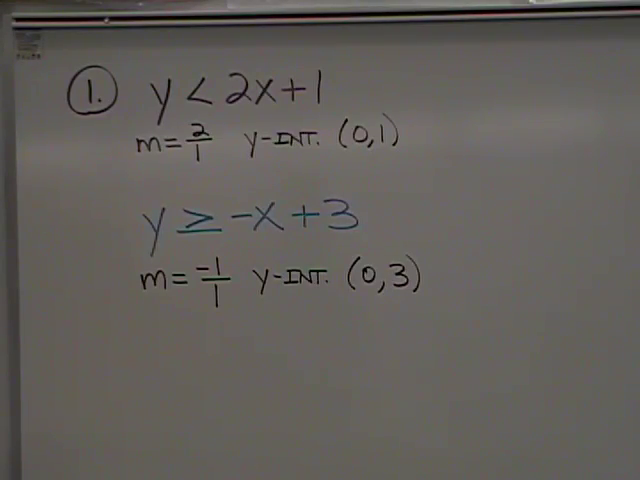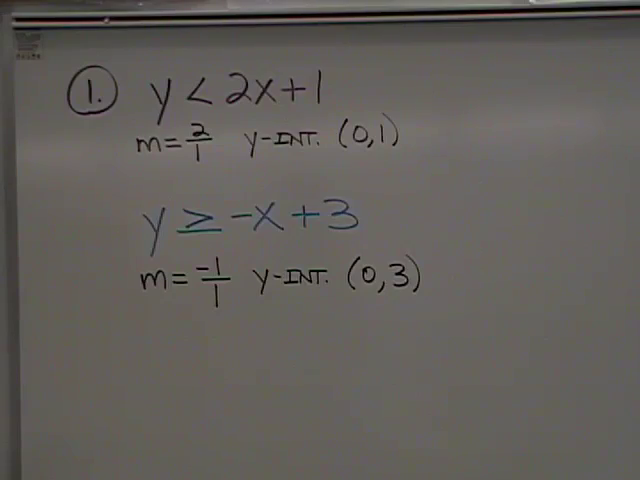Now, let's think about a couple things, though. The maroon line, it says y is less than 2x plus 1. You know what that means? That means when you draw the line, the maroon line must be dotted because y is not equal to the equation, it's just less than the equation. But when we draw the blue line, we're going to need a solid line because y is greater than or equal to the equation. If it's equal to, that means the line is solid. So now we know what kind of lines we have to draw. The maroon line has to be dotted, the blue line has to be solid.